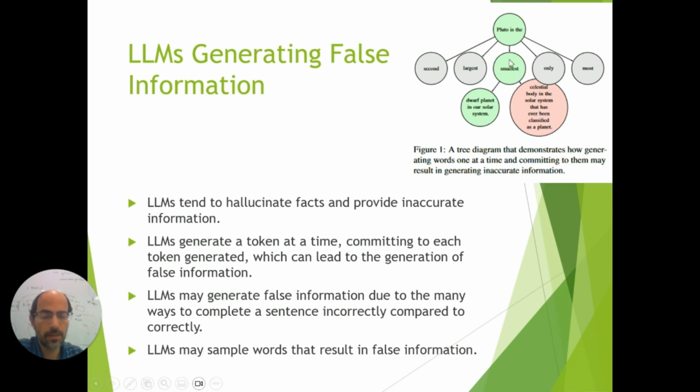So instead of continuing it in the correct way, the LLM may choose to complete it with the words "dwarf planet in our solar system." And this is exactly how GPT-4 completed the sentence when it was asked. The problem is that Pluto is not the smallest dwarf planet, it's actually one of the largest dwarf planets in the solar system. The correct way to complete the sentence is that Pluto is the smallest celestial body in the solar system that has ever been classified as a planet. There are also other reasons that language models may generate false information, but we'll keep going.